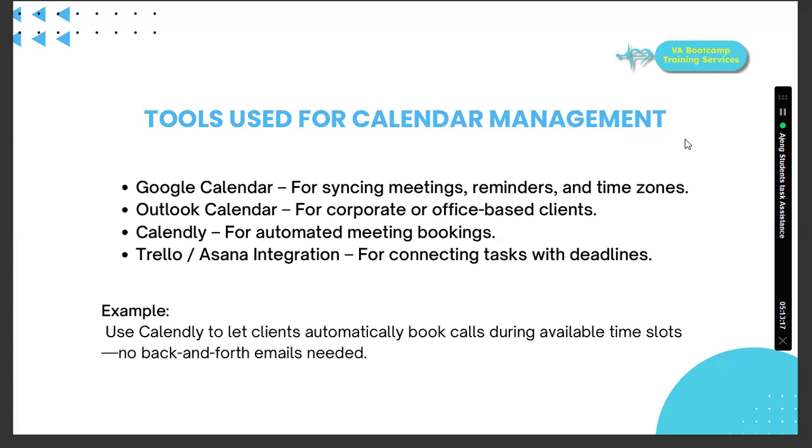And then Calendly is for automated meeting bookings. So clients and your partners can have multiple choices of schedule. We would like to practice later on. Okay, and then Trello and Asana integrations are also for connecting tasks with deadlines. For example, use Calendly to let clients automatically book calls during available time slots with no back and forth emails needed. That's the difference between Calendly and Google Calendar and also Outlook Calendar.